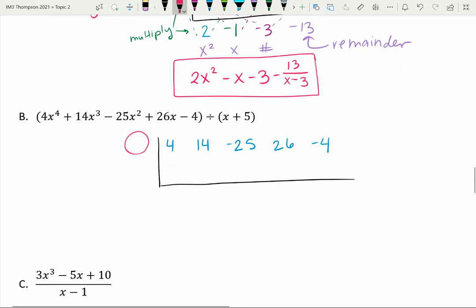I have to decide what number goes outside. So the thing I'm dividing by is x plus 5. But I want the value of x, so I'm going to set it equal to 0. Solve for x, and I get negative 5. That's what goes in the bubble. It's basically just the opposite of whatever I have going on with that divisor.